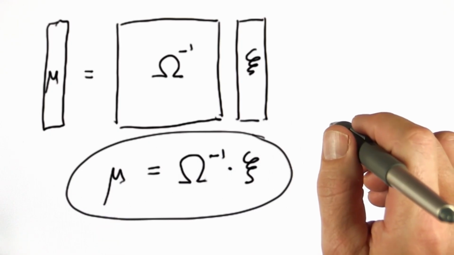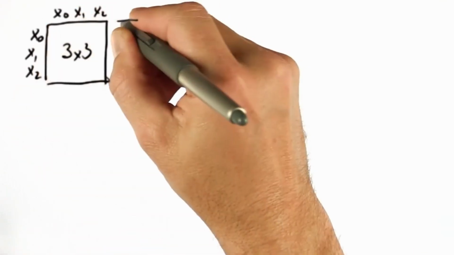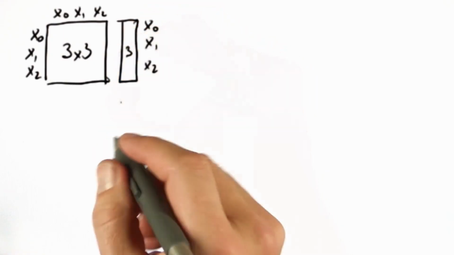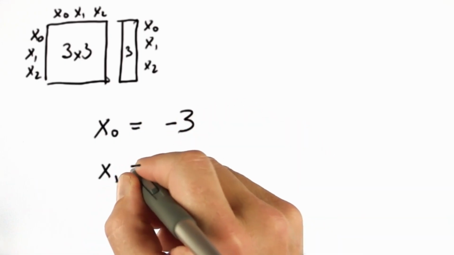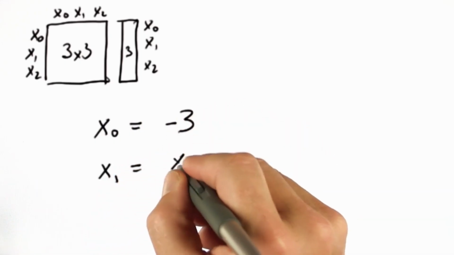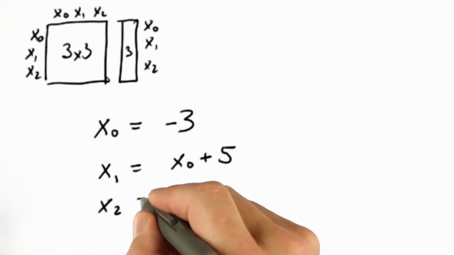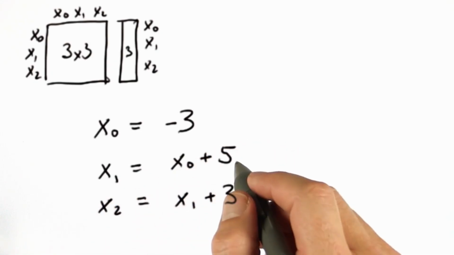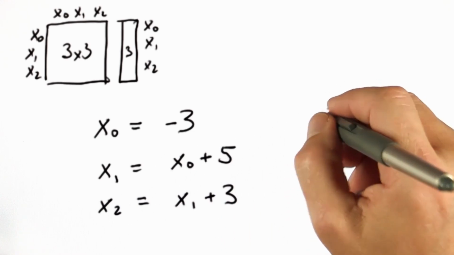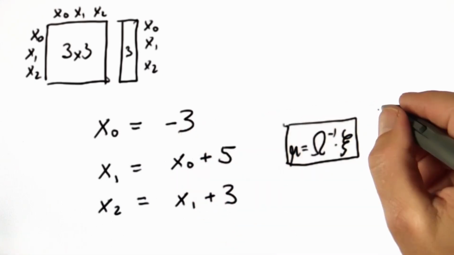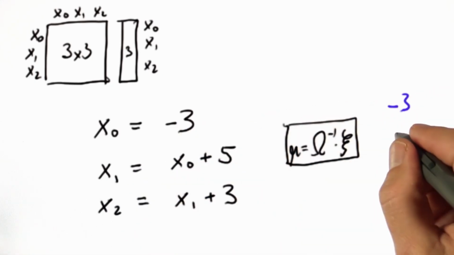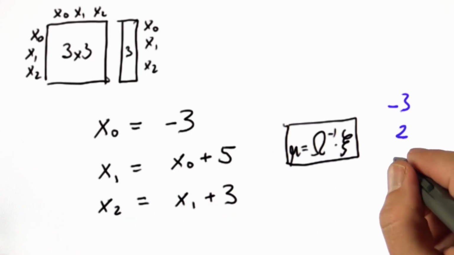I'm not going to ask you to program this, and I'm giving you my matrix class, so you can do this easily. What I'm asking you to do is to build a 3x3 matrix, and of course a 3x1 vector, by which you shall state that our initial location is -3. x1 is obtained by adding 5 to x0, and x2 is obtained by adding 3 to x1. So in expectation, when we run the mu equals omega^-1 times xi trick, x0 becomes -3, x1 becomes 2, and x2 becomes 5.